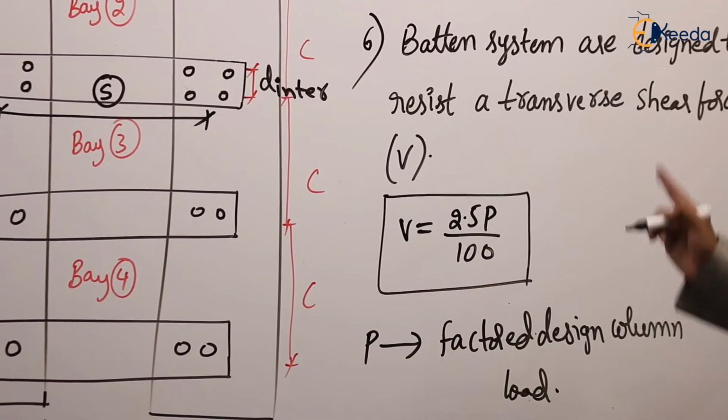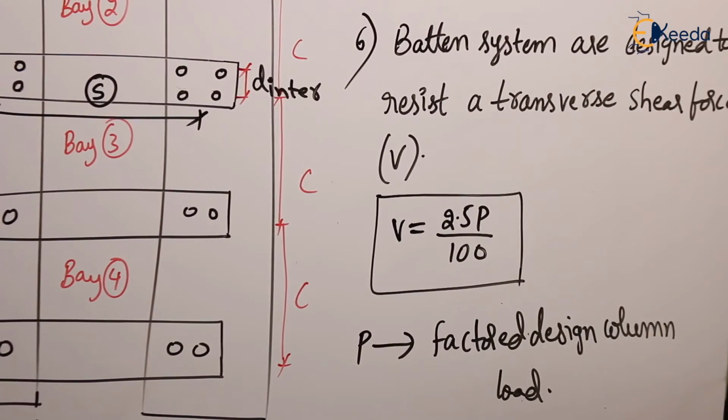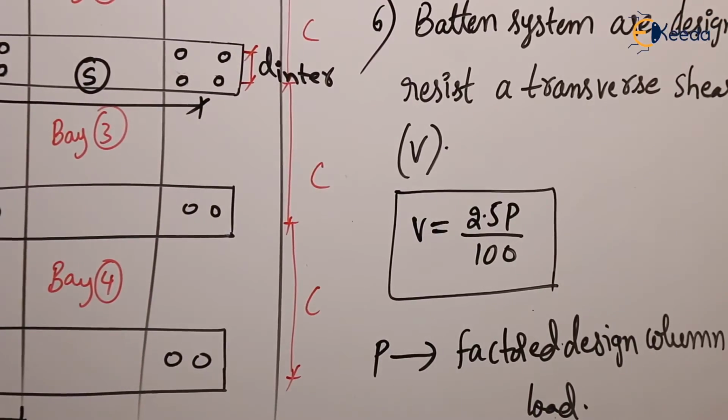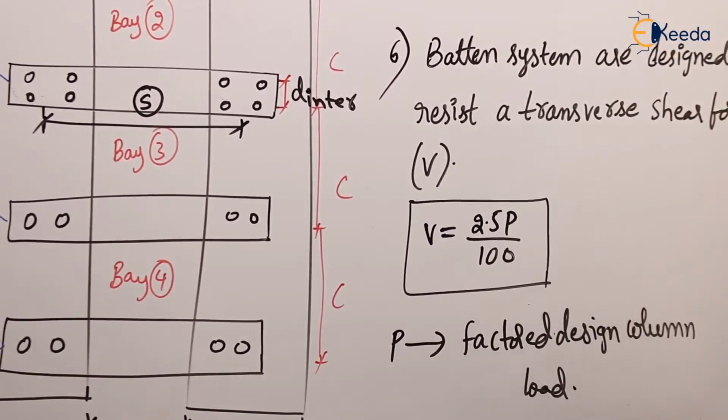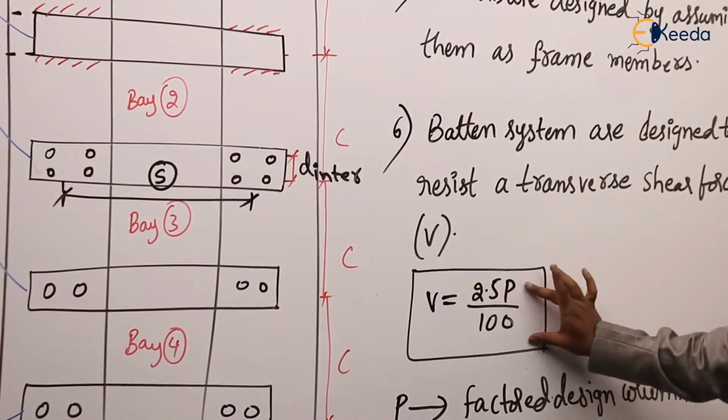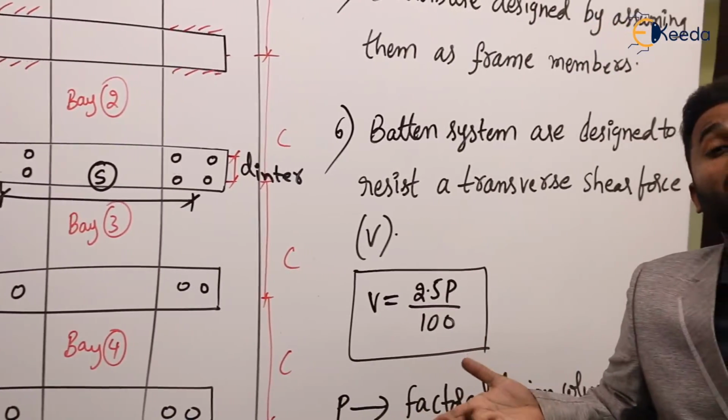So for this force we have to design the batten system. Okay, so now the total batten system is subjected to this force. Now, how much force is an individual member subjected to?